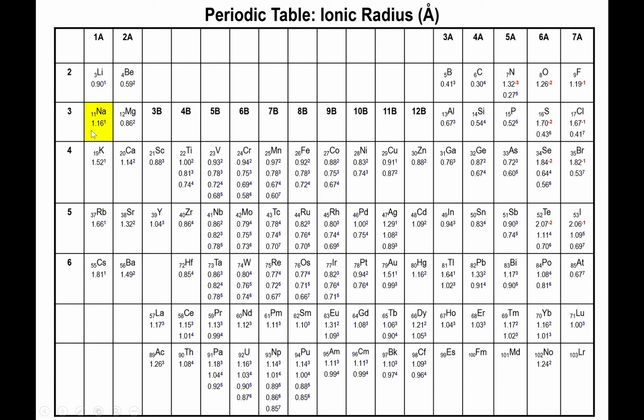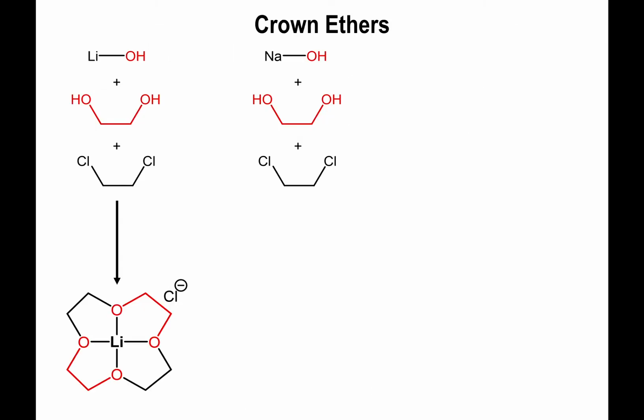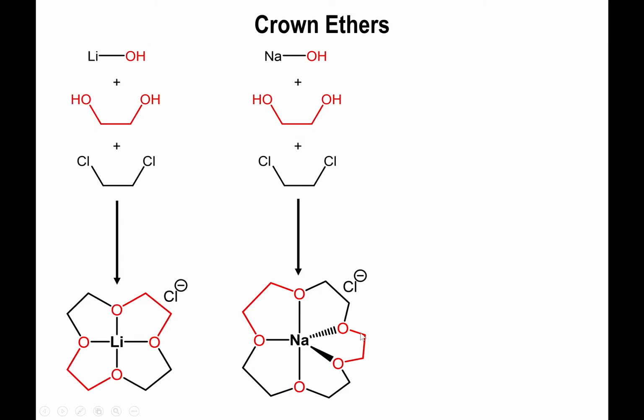that you have more space available around the metal to accommodate more oxygens, and as such, with sodium, you can actually get up to 5 different oxygens surrounding the sodium, and then this gets you to the 15-crown-5 ether, which is now coordinated to sodium plus. So once again, the chloride is on the outside.